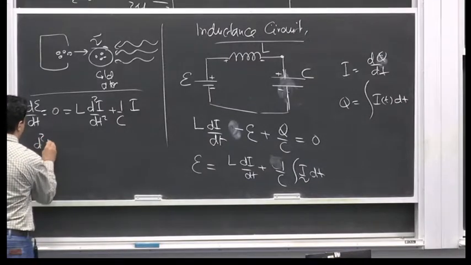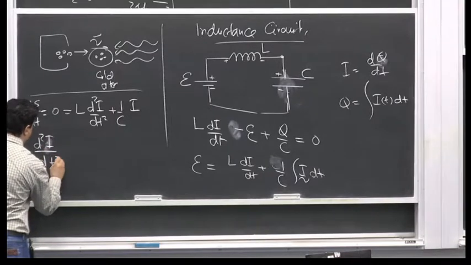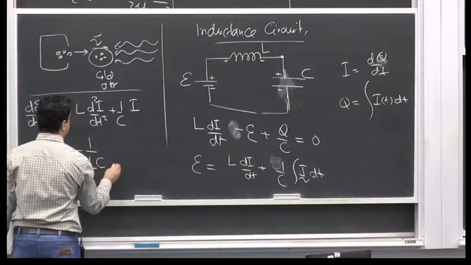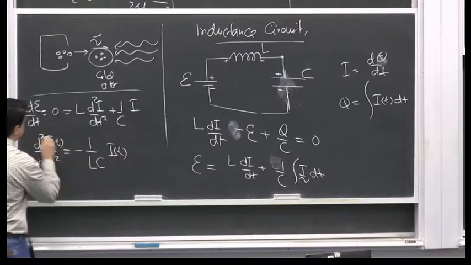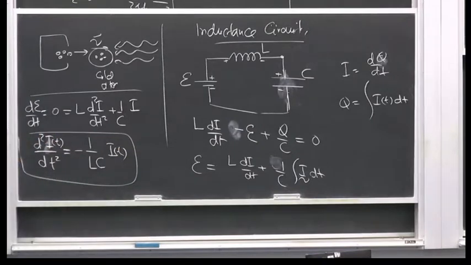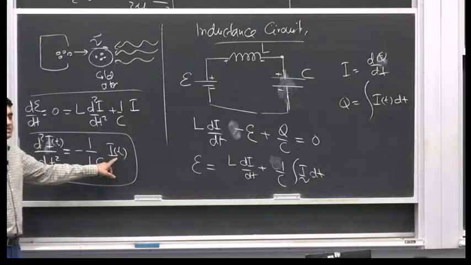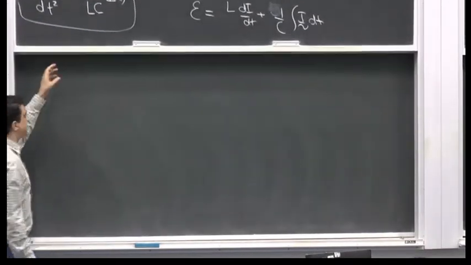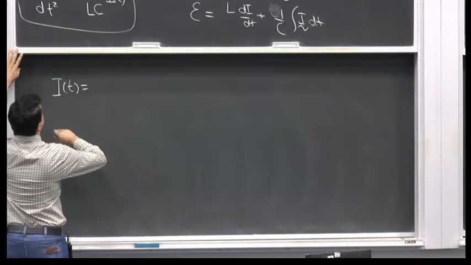If I rewrite it, this would be equal to minus 1 over LC times I. So that's a function I of t which has this differential equation: you have a certain function which you differentiate twice, and you get the same function multiplied by minus. Last time you did solve it, and you get the familiar solution.